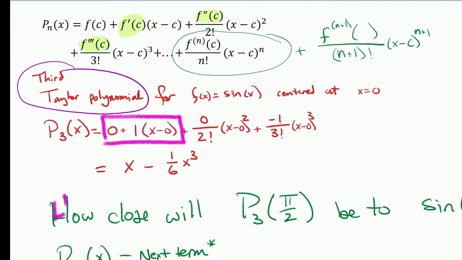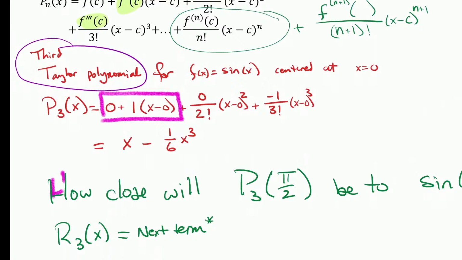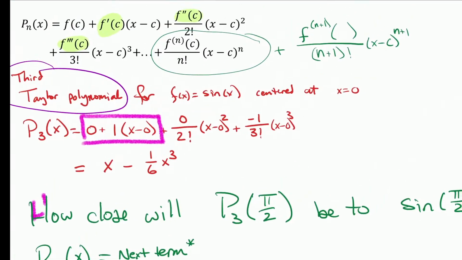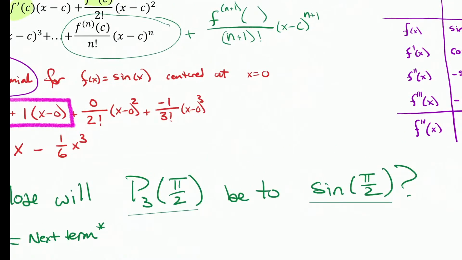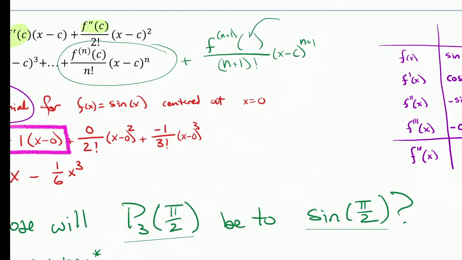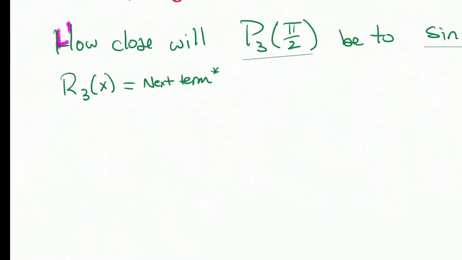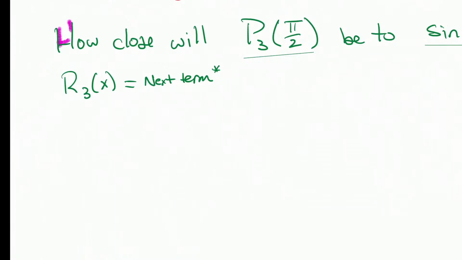Now I've left the parentheses empty, and the reason is that when I say the next term with a little asterisk, I mean it's the worst case scenario for the next term. Now here's what I mean by that: if I'm going to use P sub 3 to approximate sine at pi over 2, then what's the worst that could happen? Well, the worst that could happen is that whatever goes in here makes this really big. So essentially what you have to do is a little bit of, I guess, analysis of the function that you're dealing with.